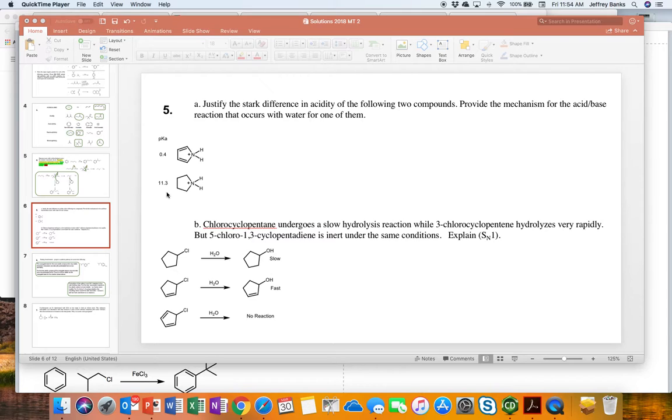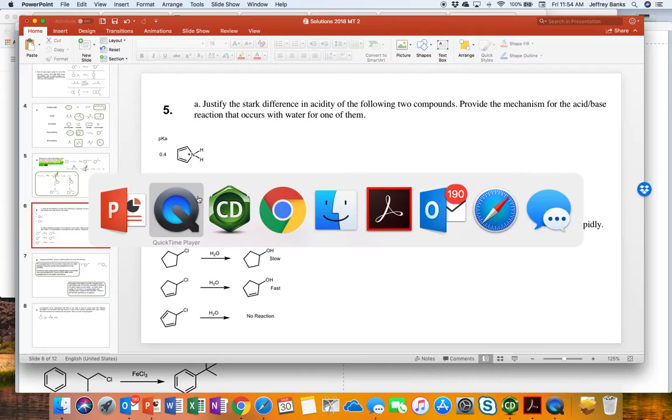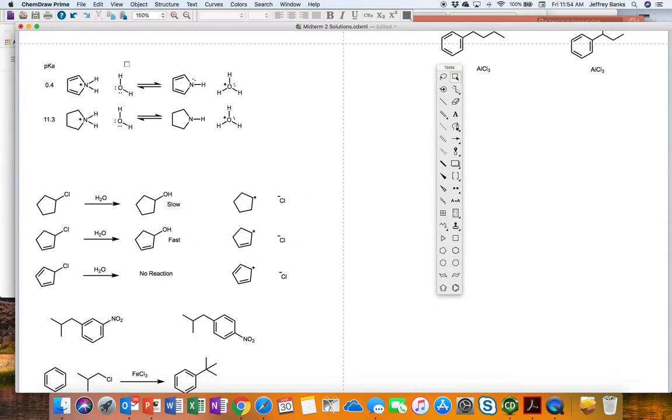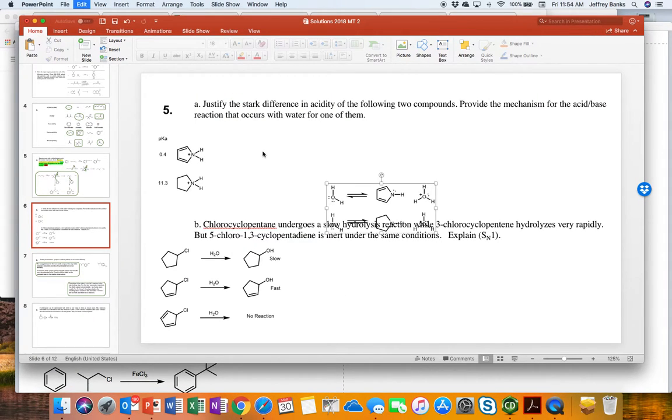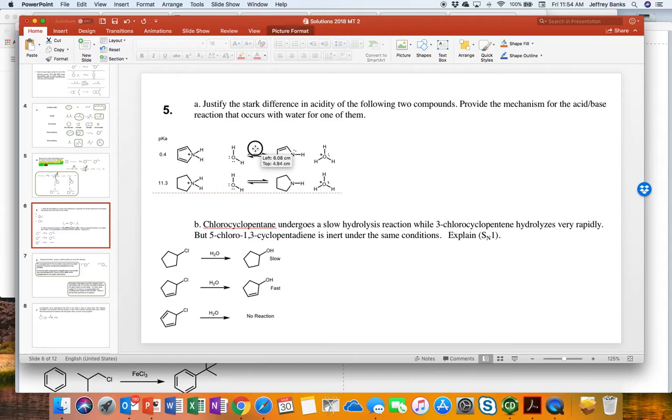Well, one of the clues that should help us: it says provide the mechanism for the acid-base reaction that occurs with water for one of them. I'm really just trying to get you to think about the acid-base reaction. I would take a look at the acid-base reaction for each of them. Let's put it here, and let's push the arrows for one of them. The arrow pushing is going to be the same for both reactions, so we won't be too concerned.